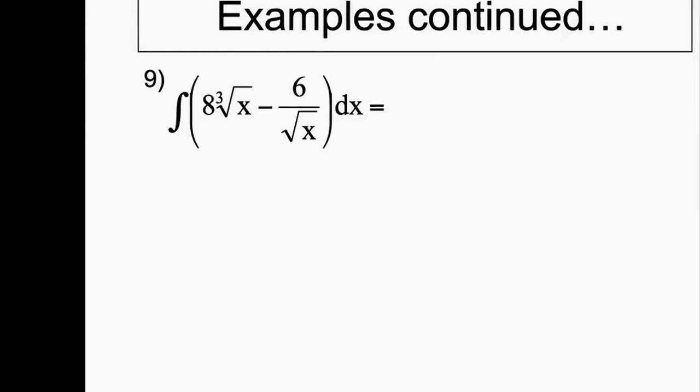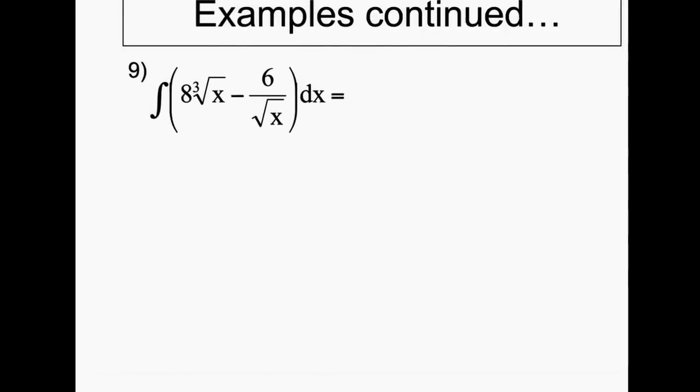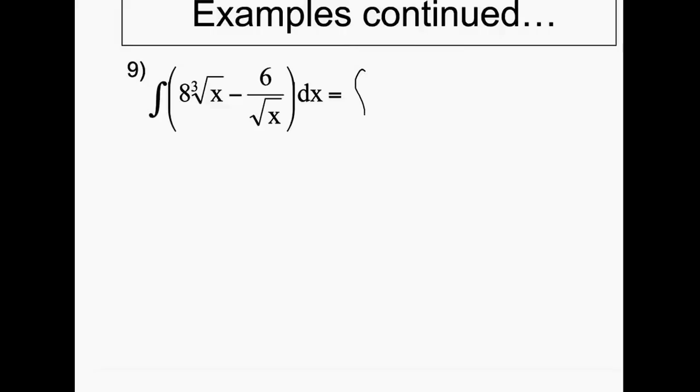Okay, here's another one that requires a rewrite. So as I rewrite this, I'm just going to say the integral of 8x to the 1/3 power minus 6x to the negative 1/2 power dx. Now, you can split this up into your two separate integrals if you like. I think we're at the point where you might be able to recognize this is two separate integrals, and that's how we would approach this problem.